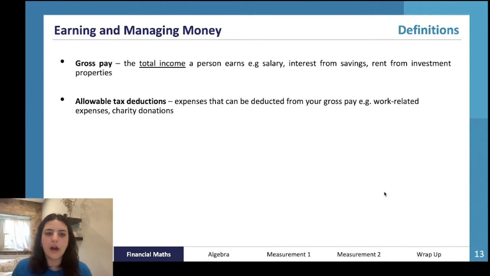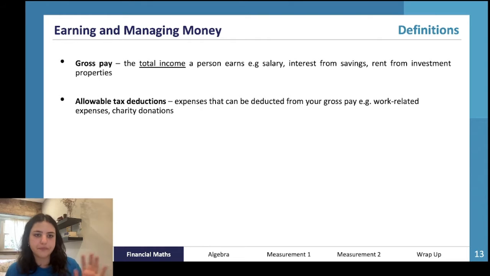We then have allowable tax deductions. These are expenses that can be deducted from your gross pay. So when you go and lodge your tax, once you're an adult and you earn enough money to pay tax, things like a charity donation or buying your uniform for work or a work car if you're so lucky, or a work trip, these are all things that you can deduct from your tax, right? So the ATO says, look, we're not going to make you pay tax on the uniform that you bought to wear to work or the laptop that you do your work from.